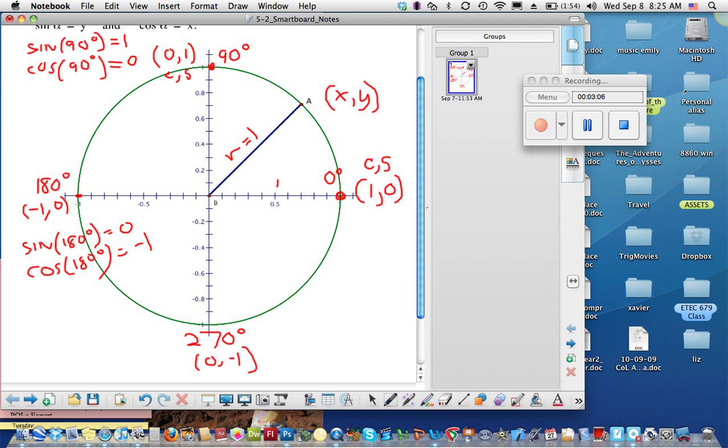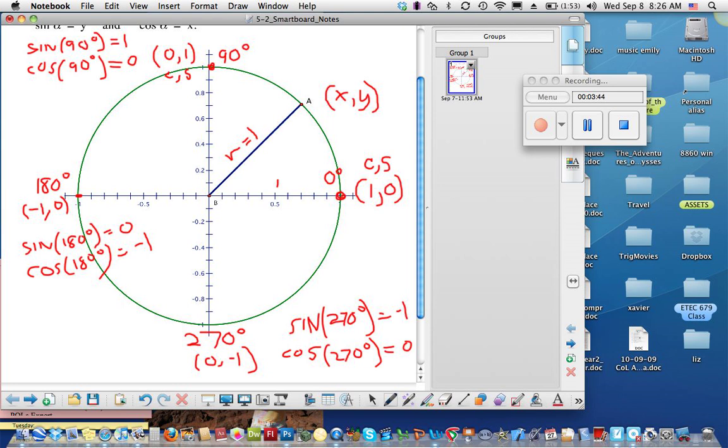Okay? And finally, the sine of 270, again, you can check these on your calculator. Just plug it in and make sure that what I'm doing here is correct. Sine of 270 equals the y value at that point, which is negative 1, and the cosine of 270 equals 0.